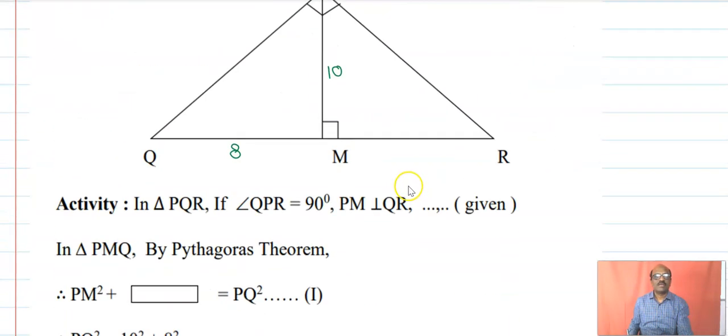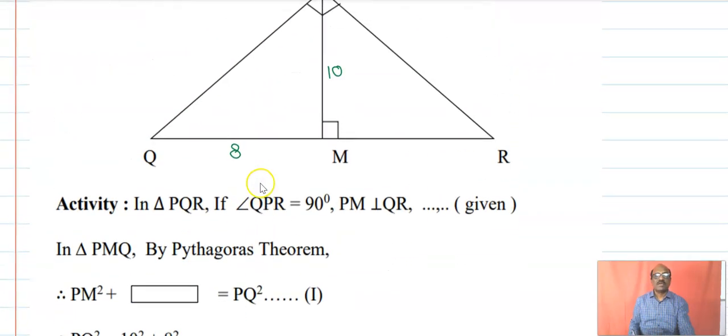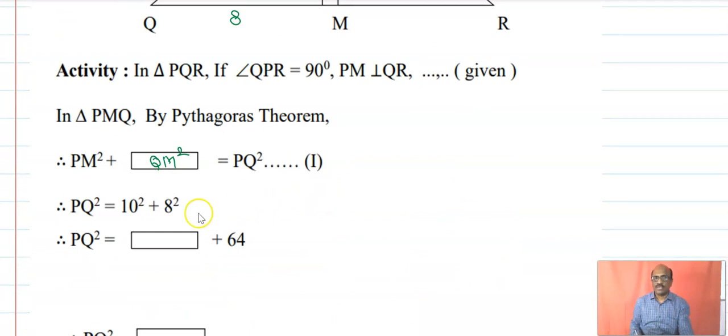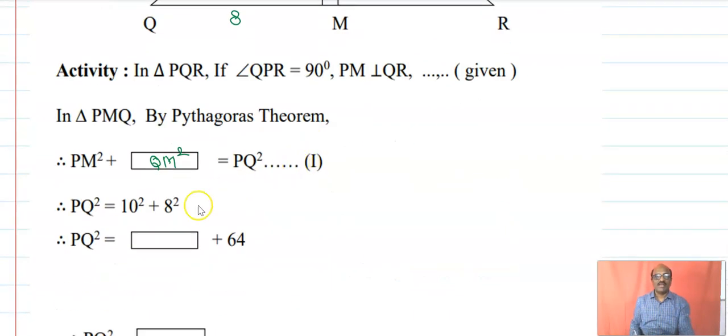In triangle PQR, angle QPR is equal to 90, PM is perpendicular to QR, this is given. Then by Pythagoras in triangle PQM, PM square plus QM square is equal to PQ square. Now we substitute the values. PM is 10 and QM is 8.